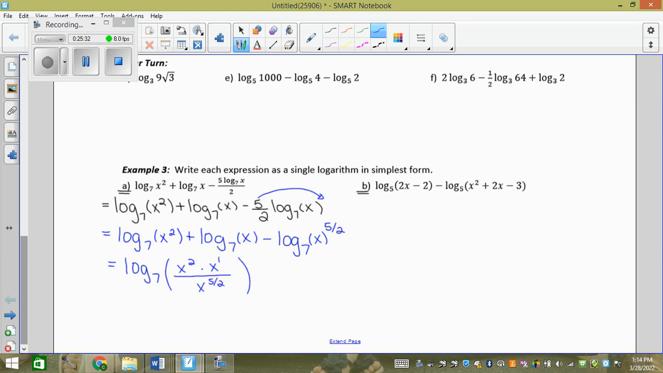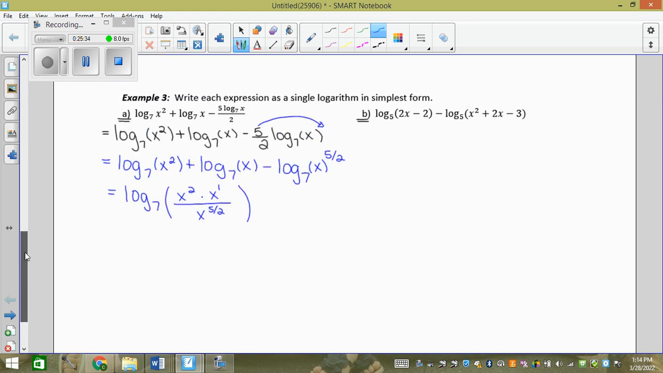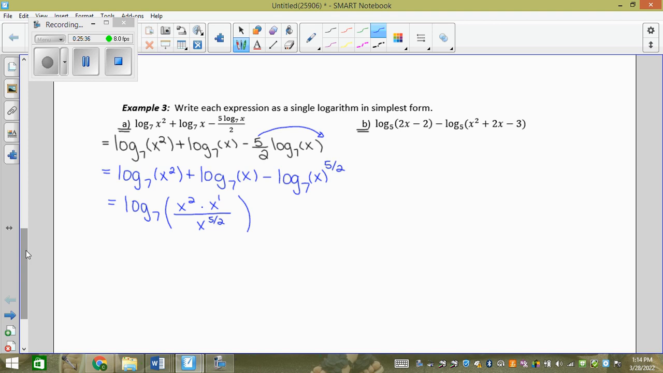This is x to the 1. Now, when they don't have an exponent, my hint to you always is to put a 1 on it, because what you're going to do is forget to actually add them, and so then you'll leave it at like a 2 or something.